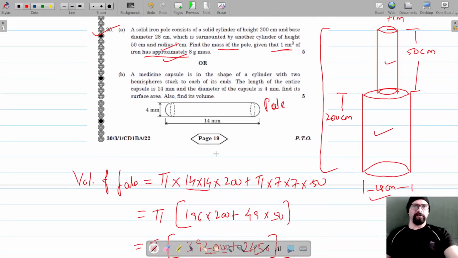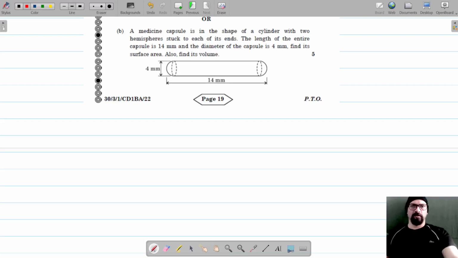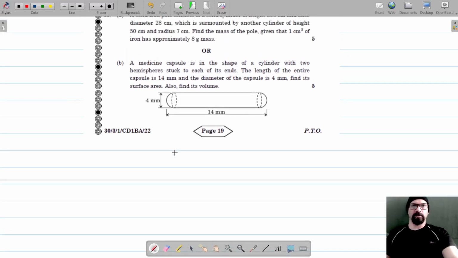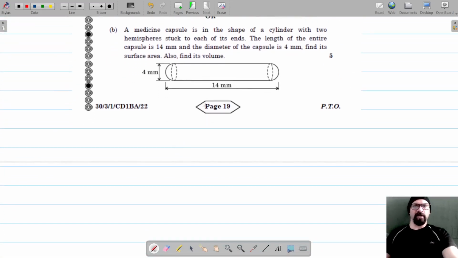Okay, moving on to the next question, that is part B of the same question, question number 35. It's given that a medicine capsule is in the shape of a cylinder with two hemispheres stuck to its two ends, and the length of the entire capsule is 14 mm, diameter of the capsule is 4 mm, and we have to find its surface area as well as its volume.